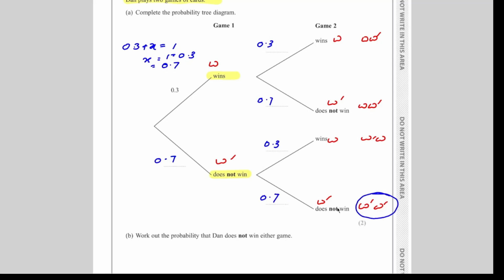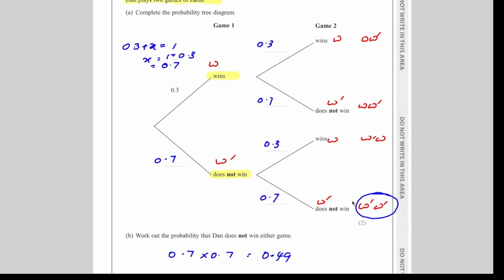Then how do we get the end of the branch? If we need to get the probability at the end of each branch end, we multiply. We multiply at the end of the branch end. So we get 0.7 times 0.7, which is 0.49.